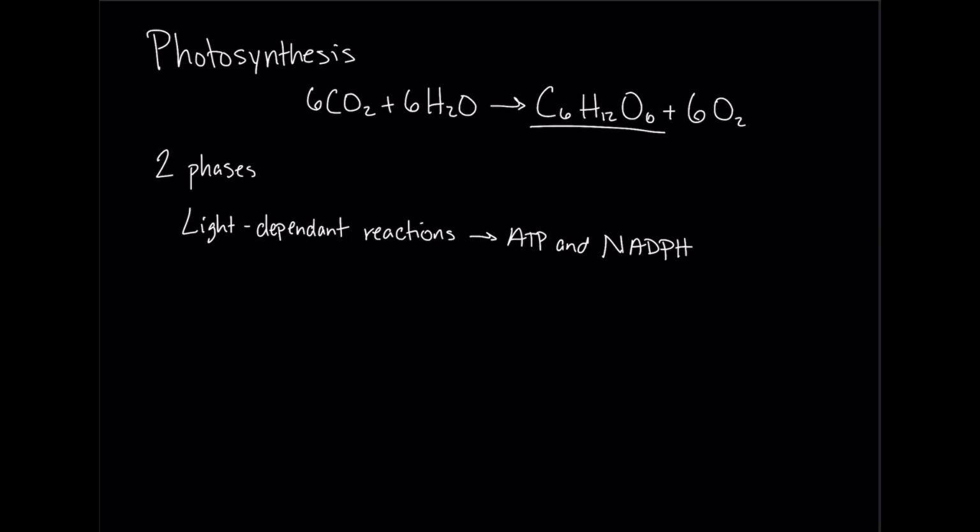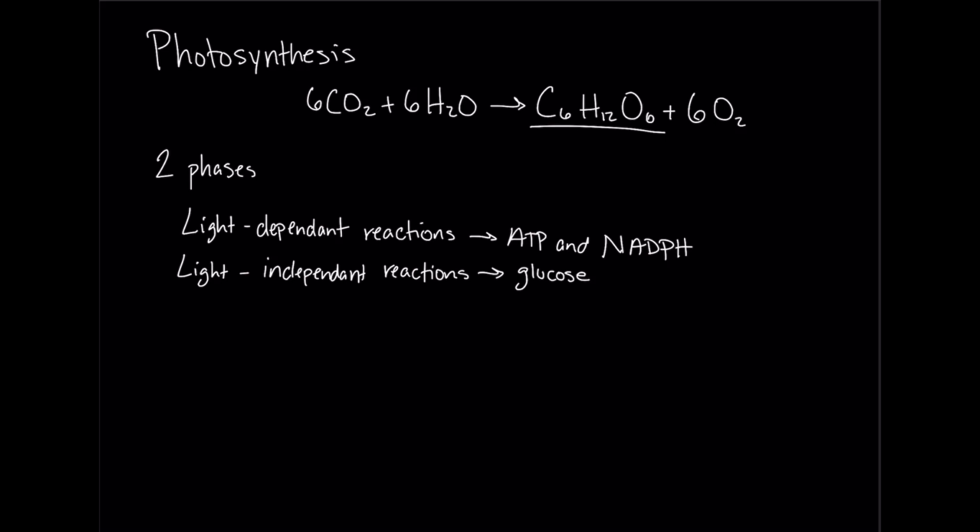And the light-independent reactions, which don't need light to start the process. Independent reactions. This uses the ATP and NADPH from the first phase, the light-dependent reactions, to make glucose. So let's write down what it creates. Glucose.